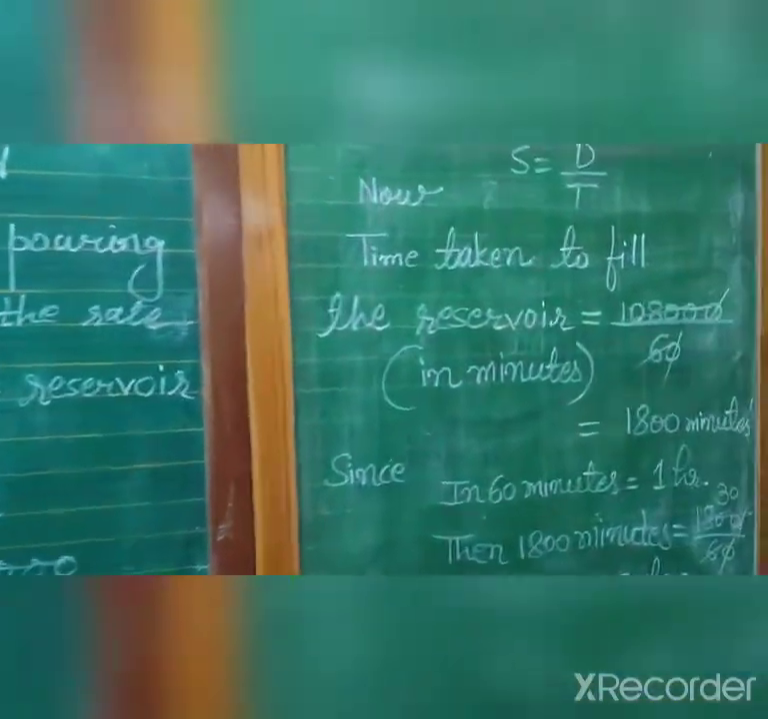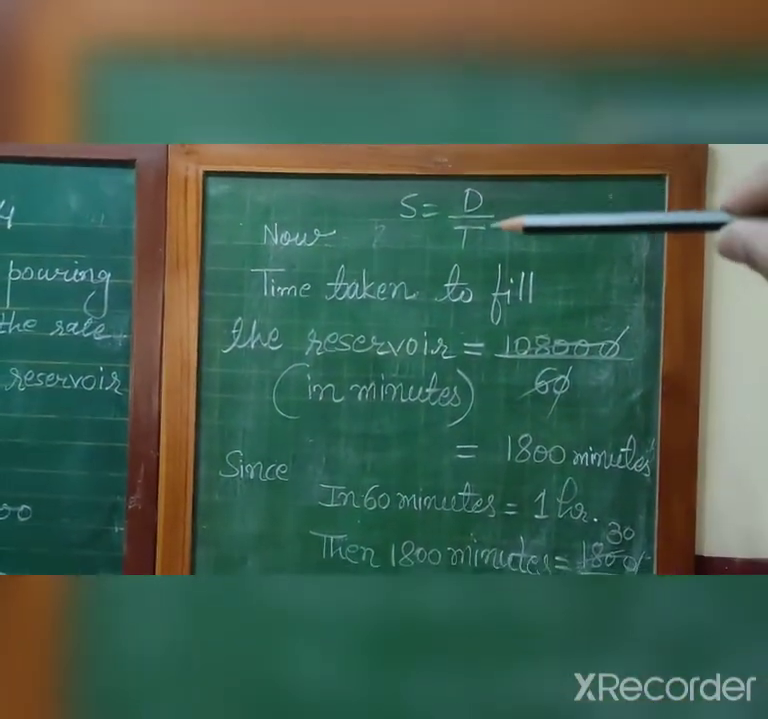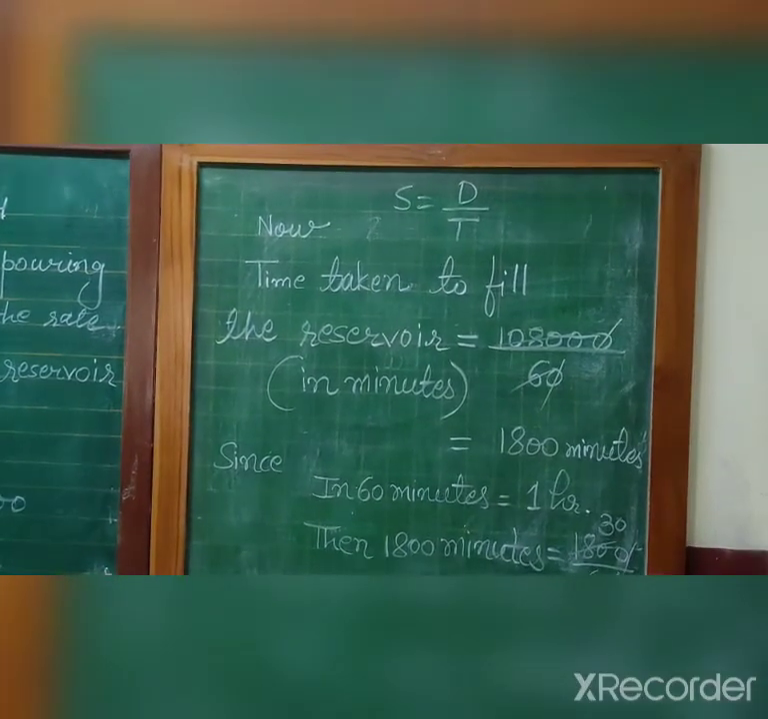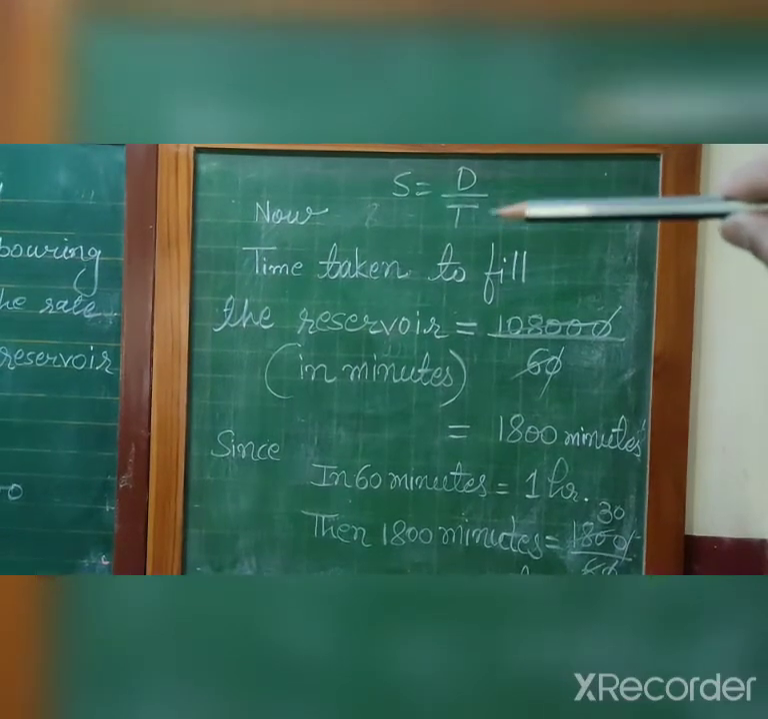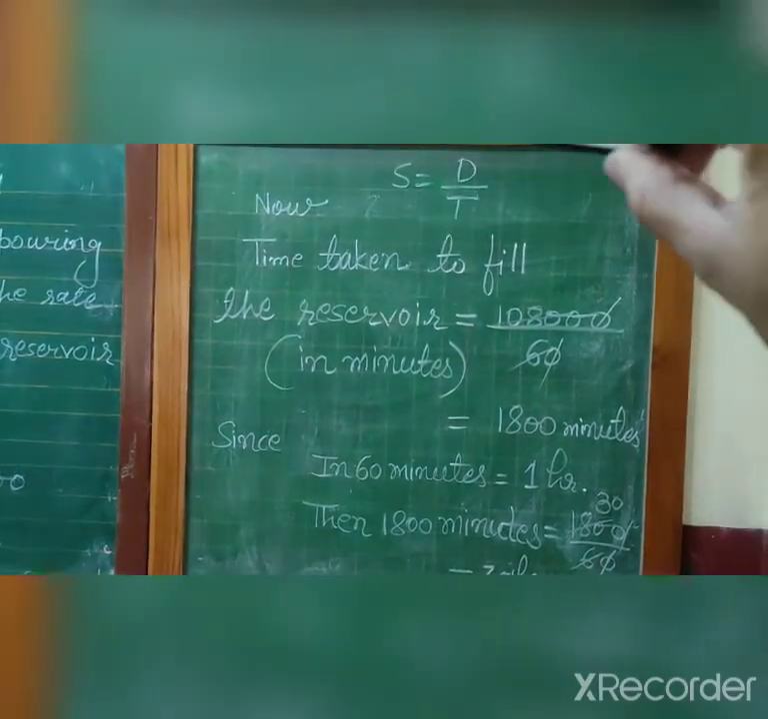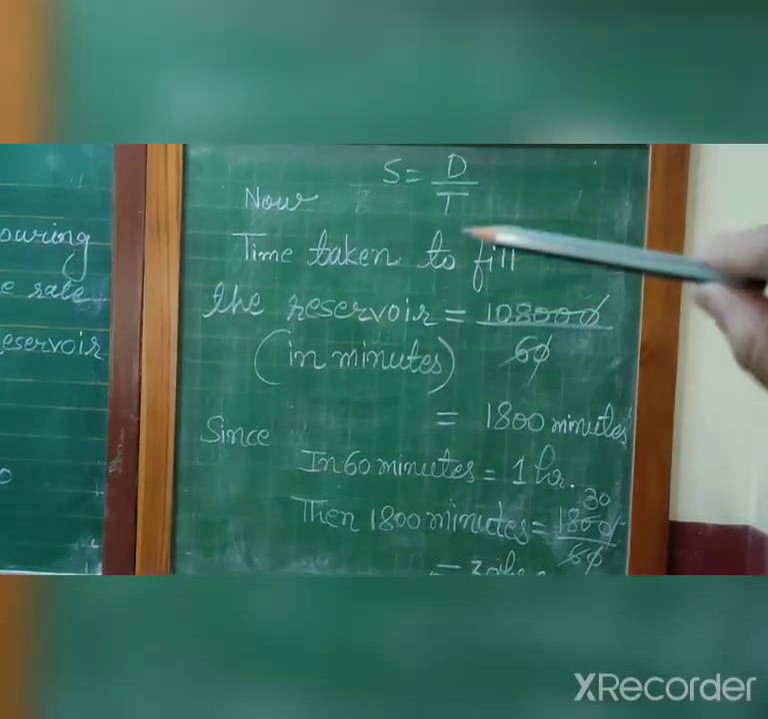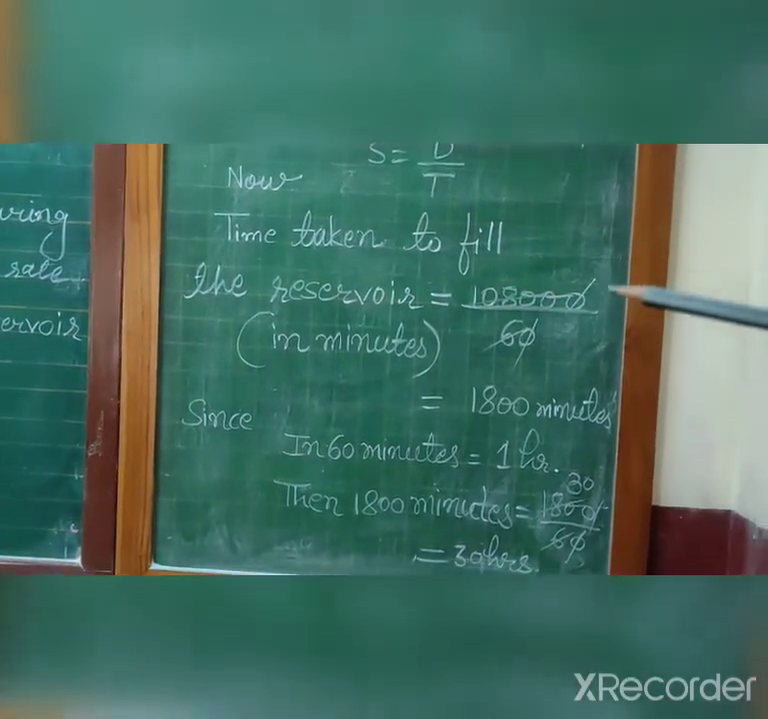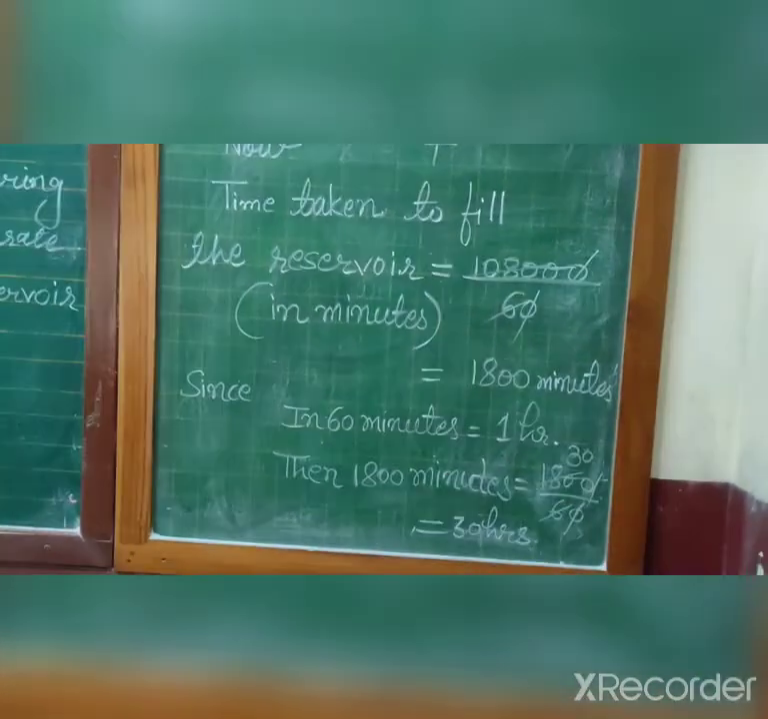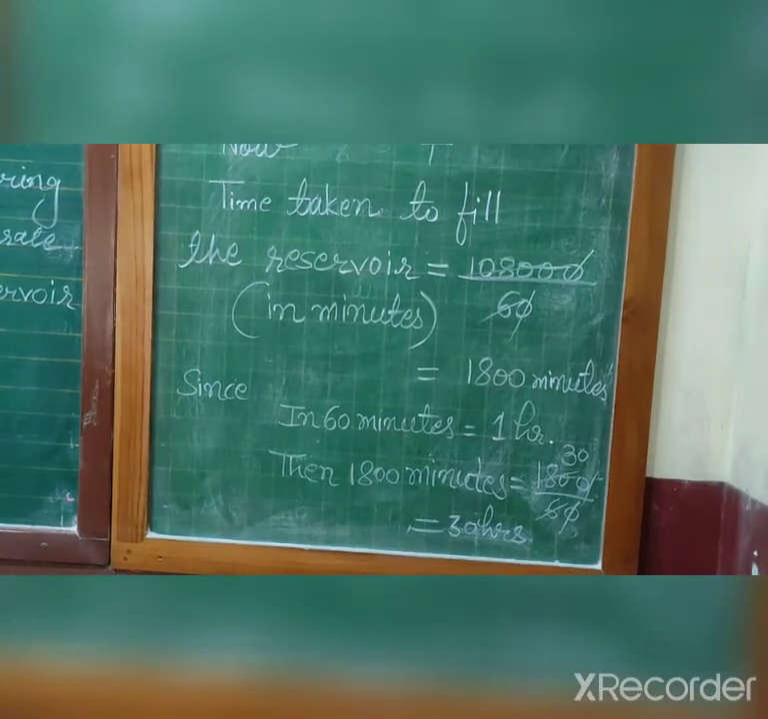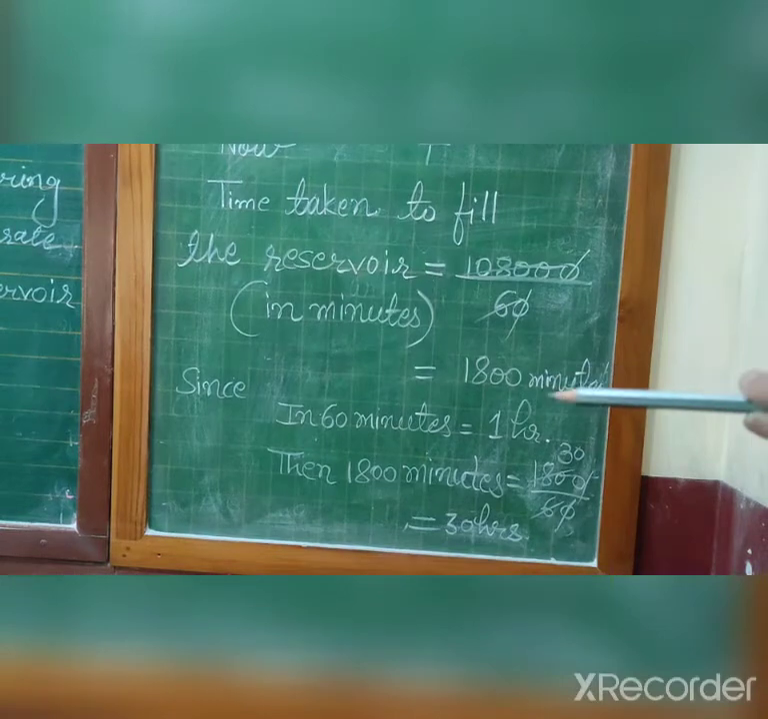Now afterwards what we will do? Speed is equal to distance upon time, so we have to calculate time. No need to write this formula in the CW notebook, children. Now time taken to fill the reservoir is 108,000 divided by 60, because it's given for 1 minute. When you calculate, you will get 1800 minutes.